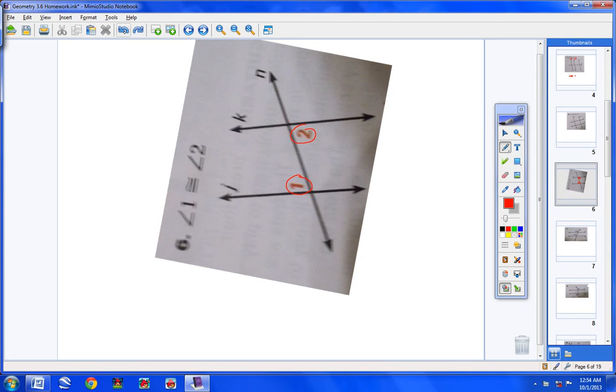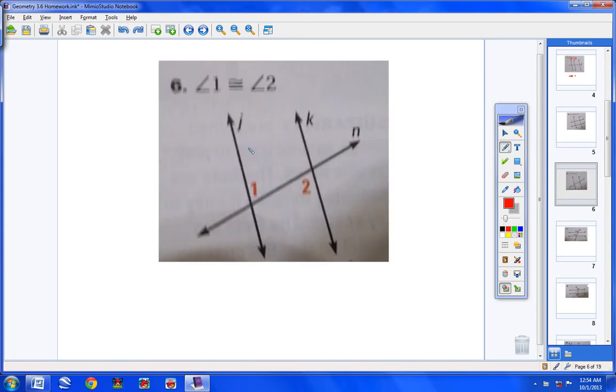So how can I state that J and K are parallel? Because we have alternate interior angles that are congruent. There you go. That's the reason why. Now, I know you didn't give me the exact postulate or theorem number, but this is fine. Alternate interior angles are congruent.